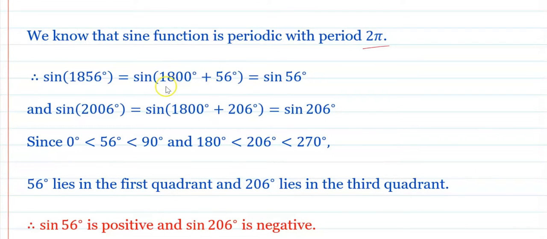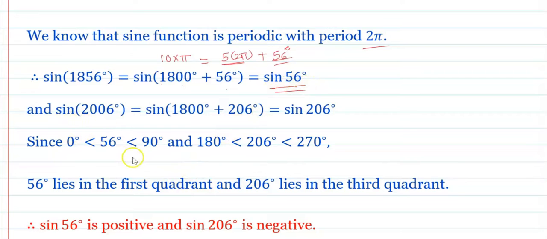this 1800 can be written as 10 into pi, or 10 into pi can be written as 5 in bracket 2 pi, okay, plus 56, okay, and therefore याचा काही त्यावरती परिणाम होत नसतो. Therefore we take here sine of only 56, okay, and therefore sine of 1856 is equals to sine of 56.